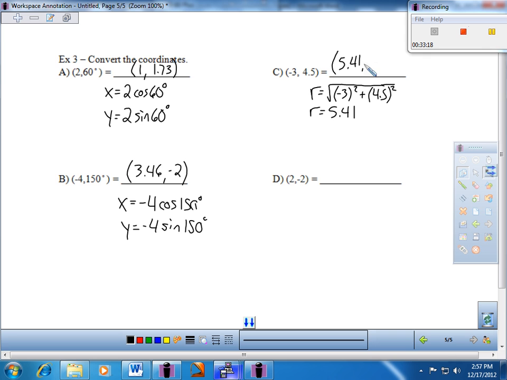Now let's go ahead and get a theta. Theta, everybody, is just like this. Inverse tangent.